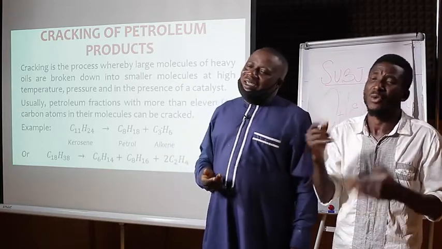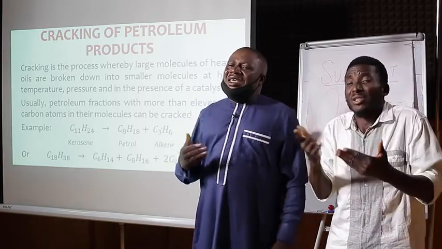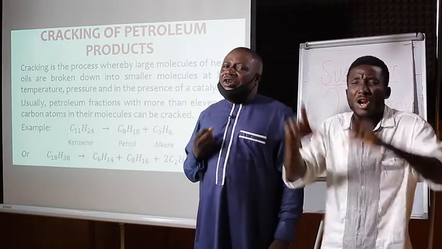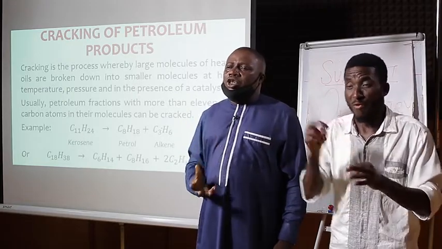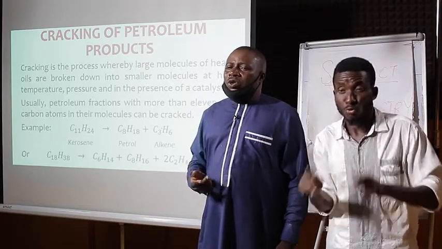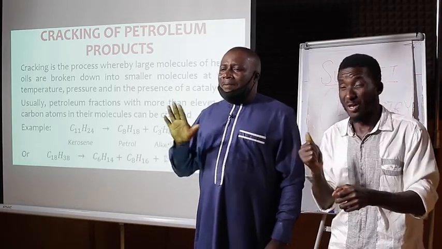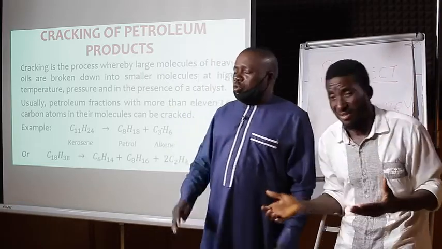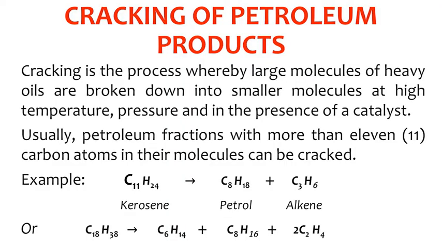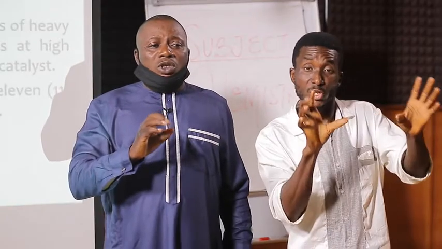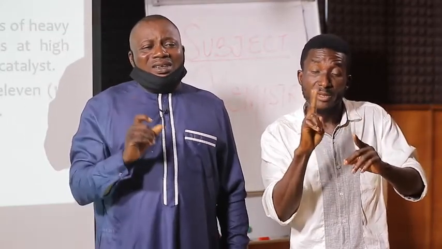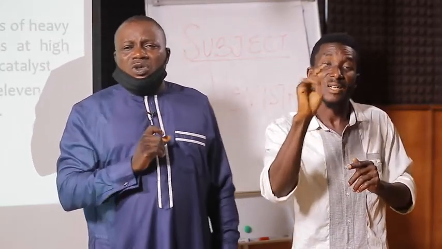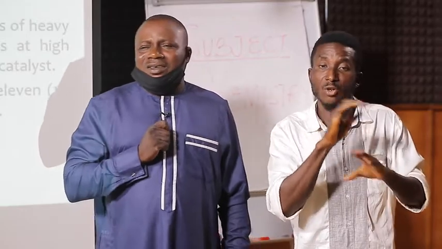What is this cracking? It is simply the breaking down of larger chain hydrocarbons into smaller chains to produce petrol and other smaller substances, smaller compounds. For instance, you can see the example. This cracking usually occurs either in the presence of a catalyst or heat. Whenever we are using a catalyst, we call it catalytic cracking. Whenever we are using heat, we call it thermal cracking.